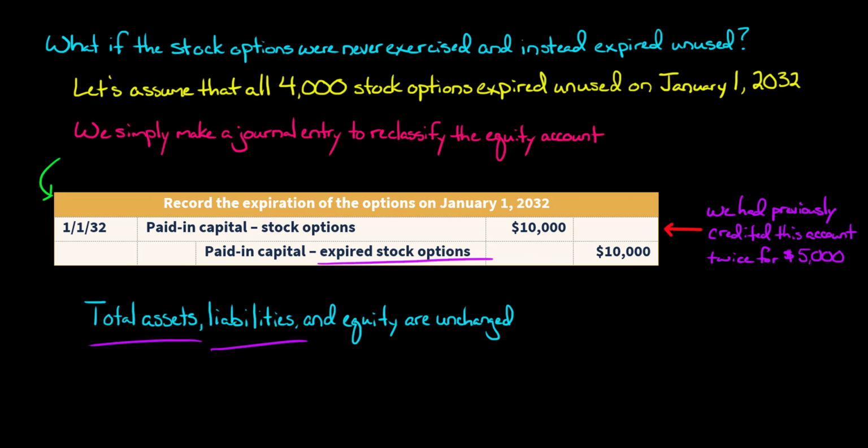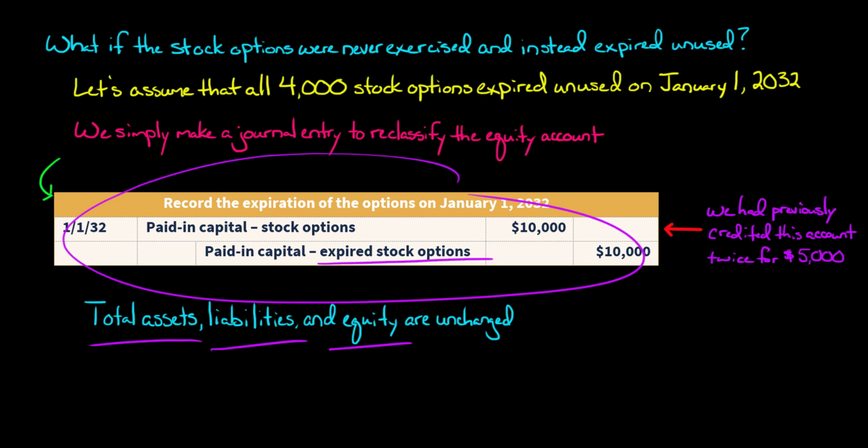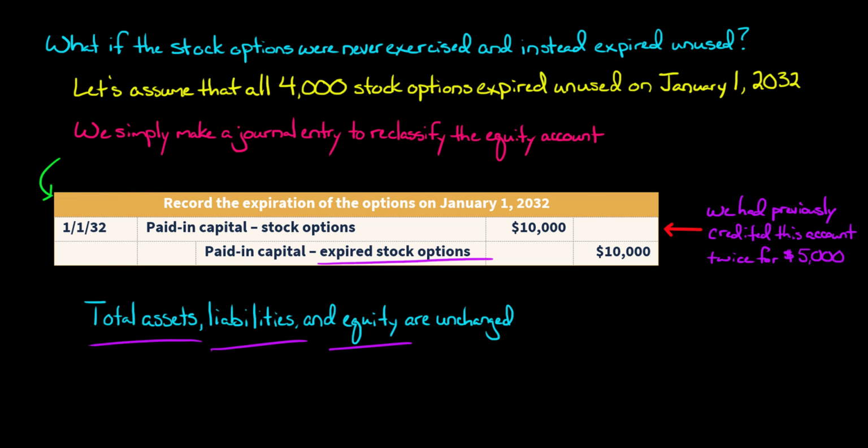Total assets, total liabilities, total equity are unchanged. This journal entry has no effect on the income statement, anything like that. We're simply saying, let's reduce this paid-in capital stock options account because those stock options are no longer around. They're done with, they expired unused. And now what we're going to do is transfer that. We're going to credit this paid-in capital expired stock options account.